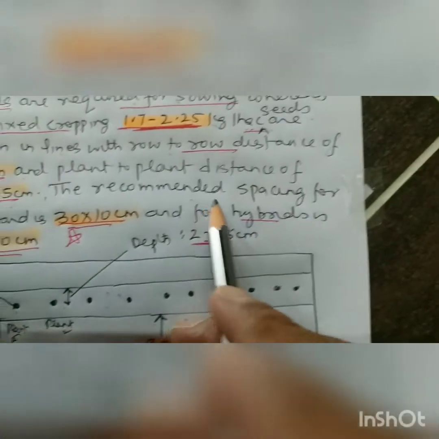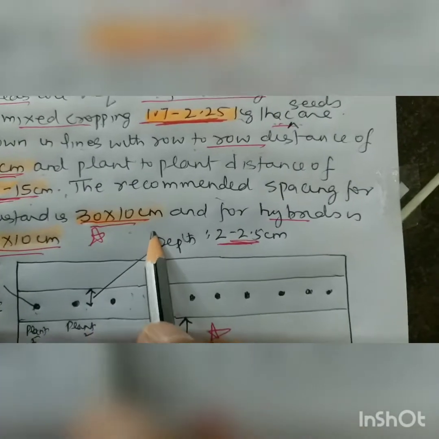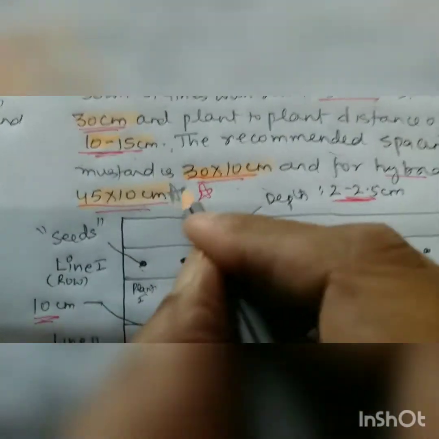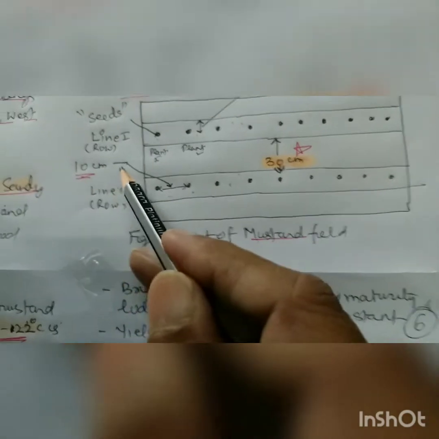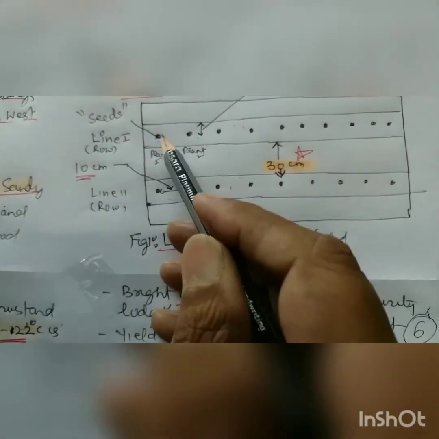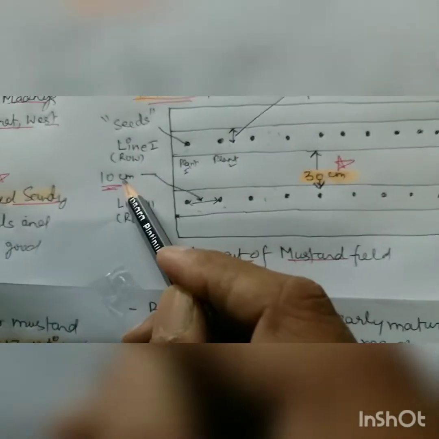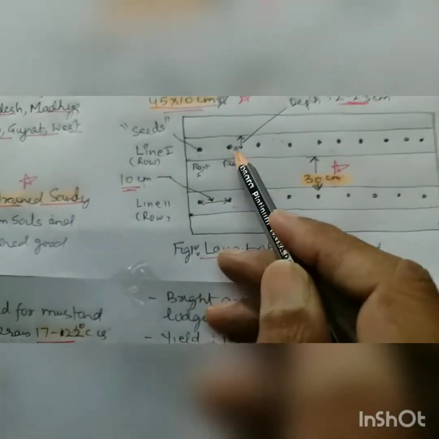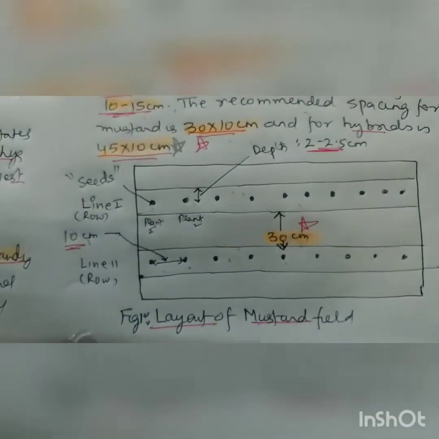So the recommended spacing is 30 into 10 centimeter, and for hybrid it is 45 into 10. This is very important. So again I will show you the layout. The distance between the two seeds is 10 centimeter, and between the two rows is 30 centimeter, and these seeds are sown 2-2.5 centimeter deep.